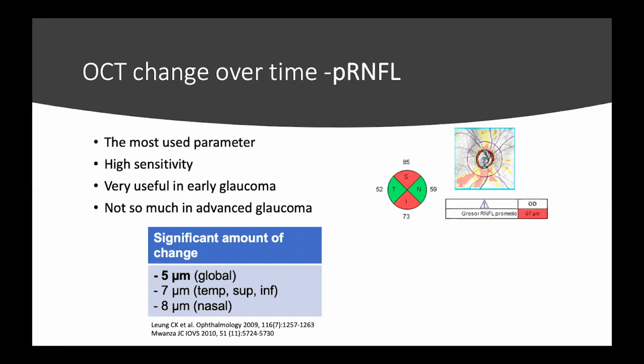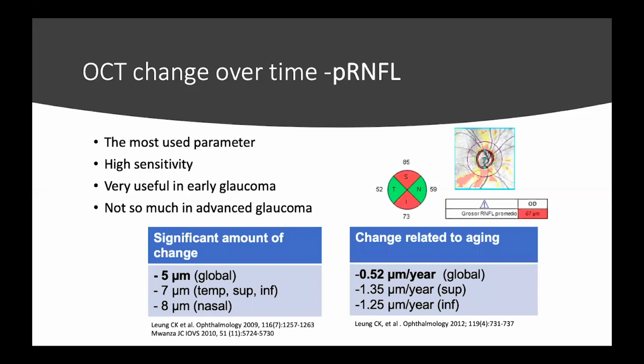The significant amount of change in terms of peripapillary retinal nerve fiber layer would be 5 microns. Less than this is possibly variability of the measurements. These numbers change depending on the region, but I typically try to understand that 5 microns is the number that I like to have in mind. So the change related to aging would be, again, this 0.5 microns per year. So my way of remembering is that age would explain 5 microns in 10 years. And the significant amount of change is, again, 5 microns. That's how I remember.